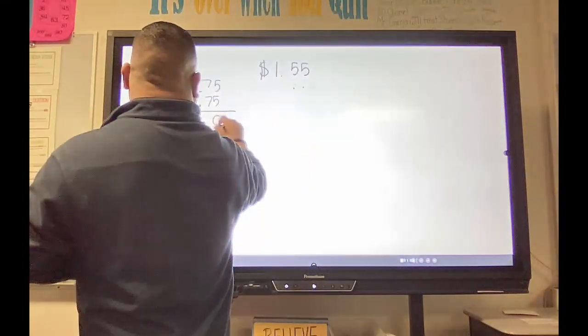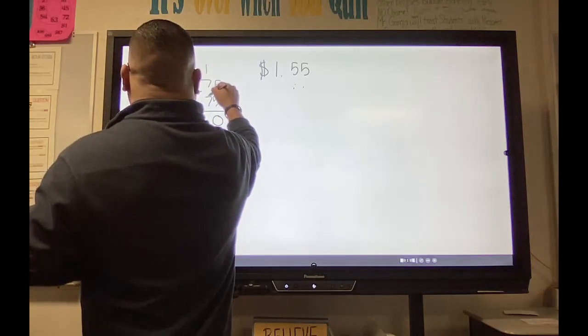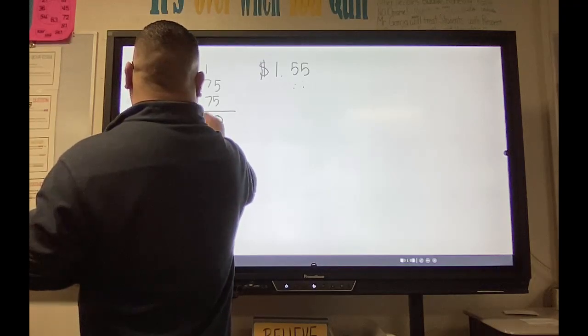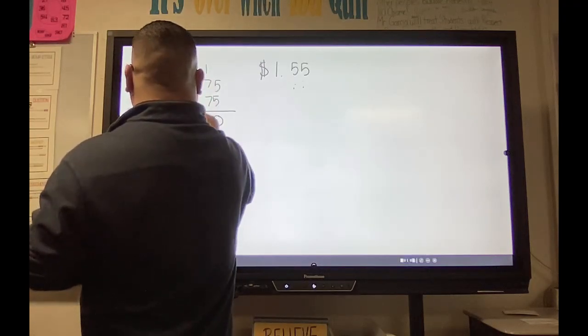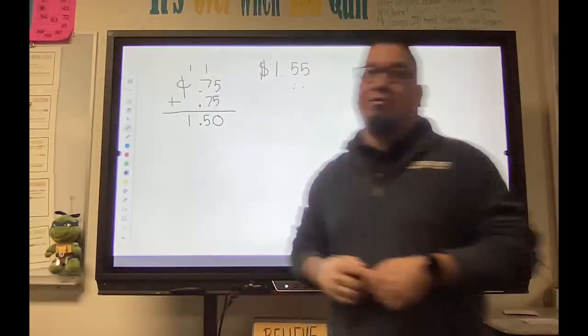5 plus 5 is 10. 7 plus 7 is 14. Plus another one is 15. So I'm going to put a 5, decimal, and I'm going to carry the 1. Is there anything here to add with it? No, so I bring it down. So how much did you spend on two pencils?